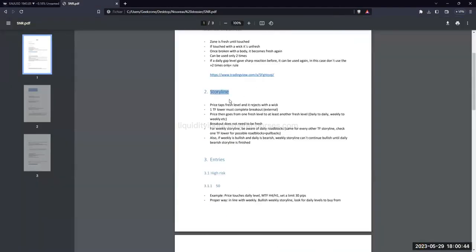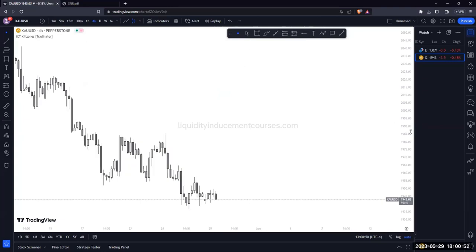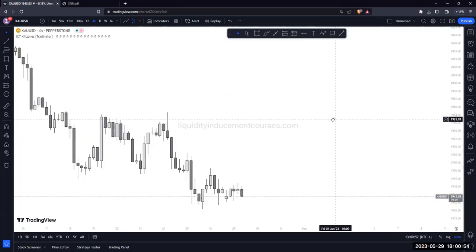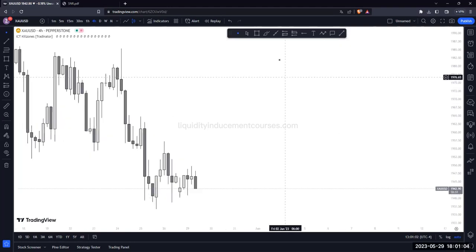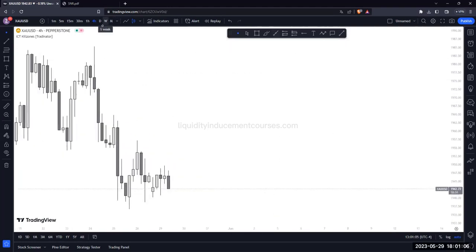So next is storyline. We're going to talk about this later, but let's go for storyline first. Storyline is simply, like when you studied SMC, there was a thing called higher time frame bias, like the daily bias. It's the same thing, but it's on two time frames: the daily, the weekly, sometimes the monthly, but your main focus should be on the daily and the weekly.